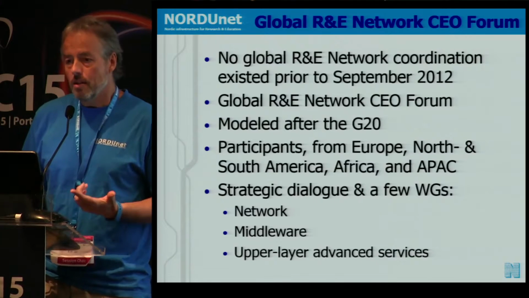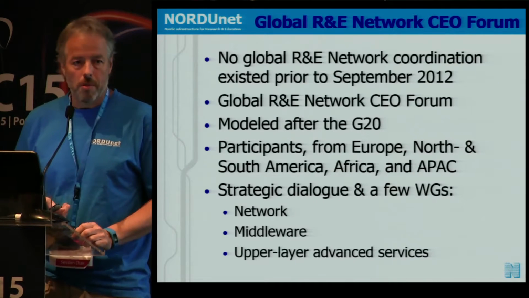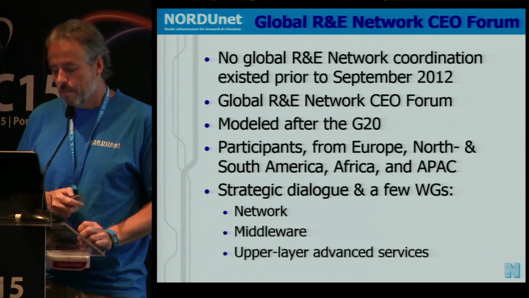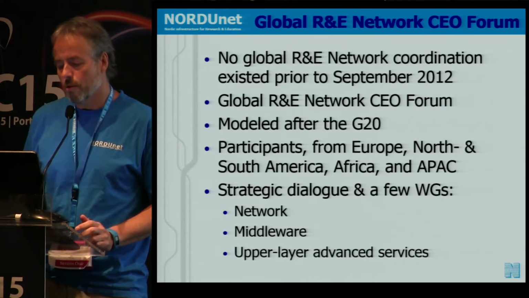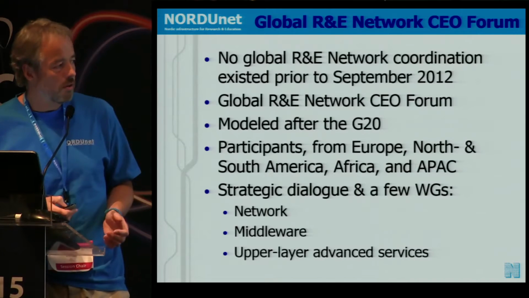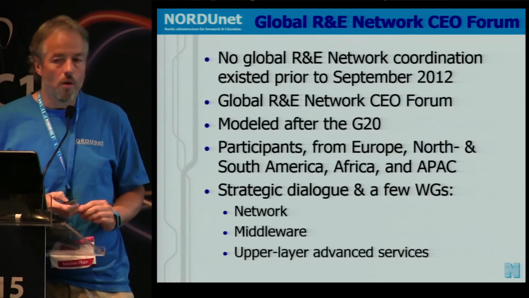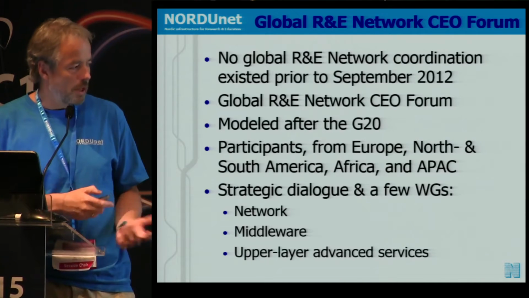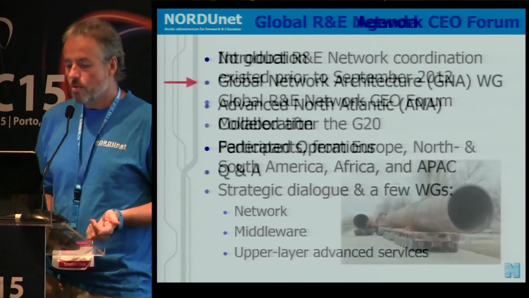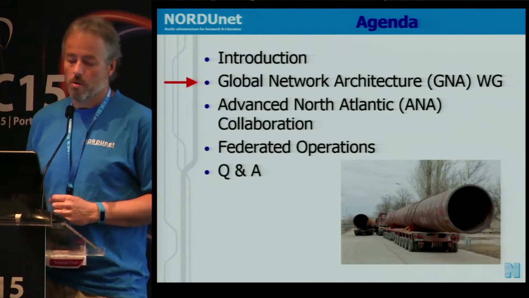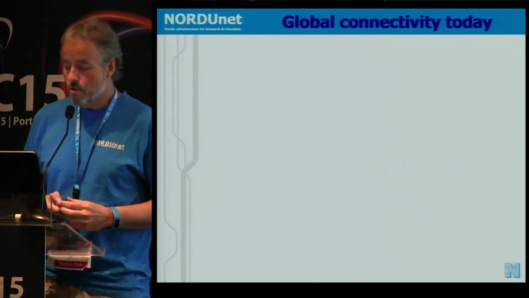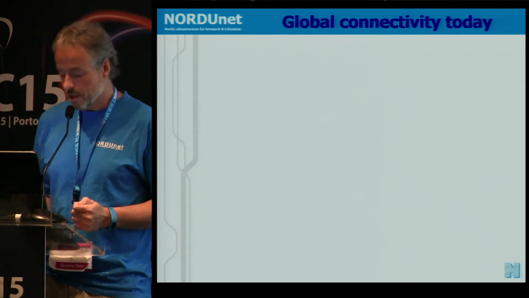And out of that came the Global NREN CEO Forum, and it's modeled after the G20. The 19 influential economies of the world plus the European Union regularly meeting. And we right now have participants from Europe, North and South America, Africa and the Asia-Pacific region. And besides strategic dialogues, there are a few working groups that the CEO Forum guides on network stuff, middleware, and upper layer advanced services. And I would like to dive into one of these groups, which is called the Global Network Architecture Working Group. As Joe said, I'm the co-chair of it, together with Jim Williams from Internet2.